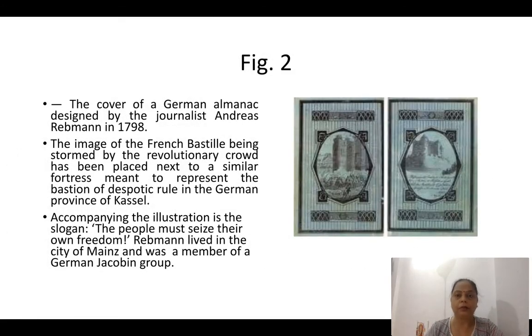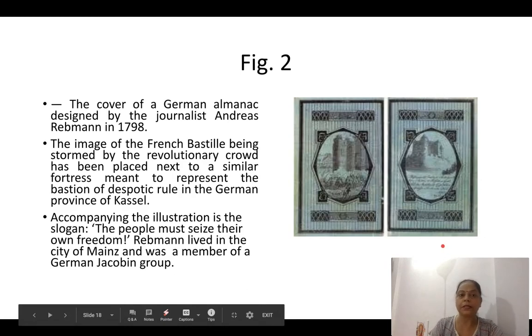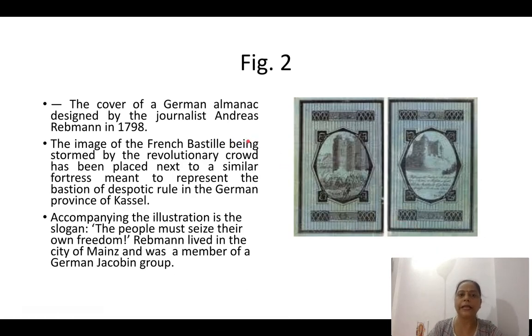Now, in your book, figure number 2 is given. See it. The cover of a German almanac designed by journalist Andreas Rebmann in 1789. The image of the French Bastille being stormed by the revolutionary crowd. You must be remembering the fall of the Bastille, right? After the fall of the Bastille only, the revolutionaries got success in the formation of independent France. Now there was no rule of any ruler, rather the administration went into the hands of the National Assembly.